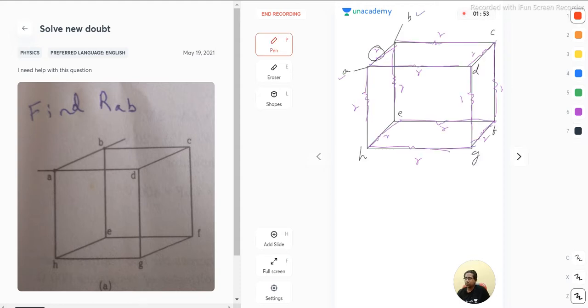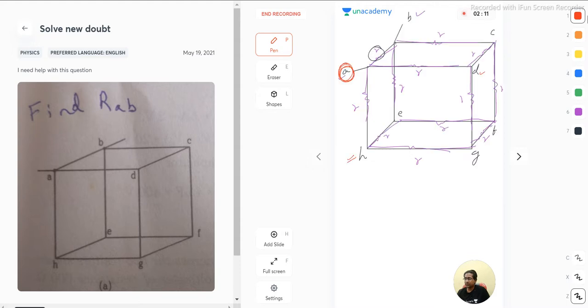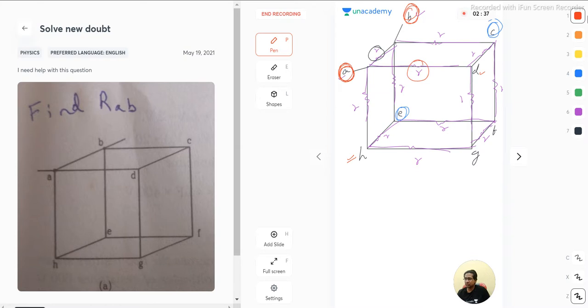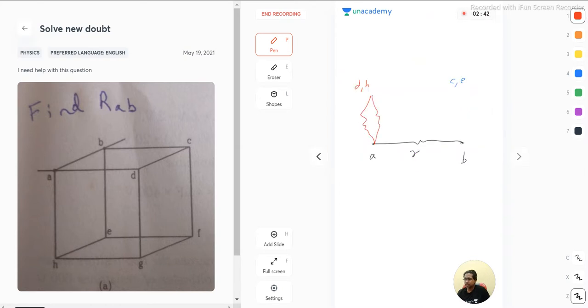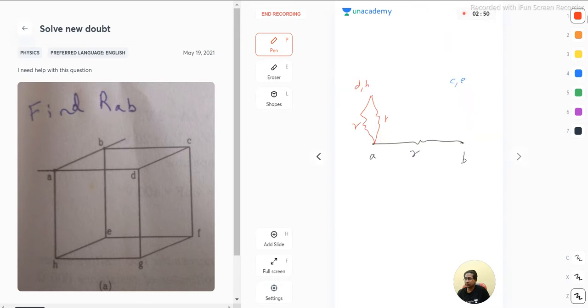And now the A point is connected to D and A is connected to H. So that means A is connected to D and H, and B is connected to C and E. Okay, so now if we see, A and D are connected by this resistor, so I am making this resistor now, and A and H are also connected by this resistor, so I am making now this resistor R and R. Same for B, B is connected to C by this, and B is connected to E by this, so that means two more resistors we have now. Okay, this is R, this is R.